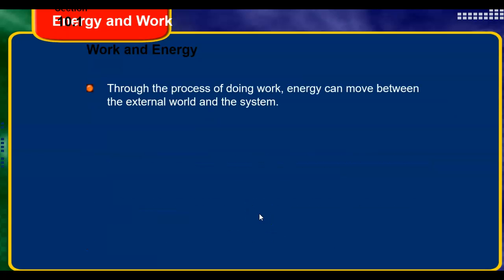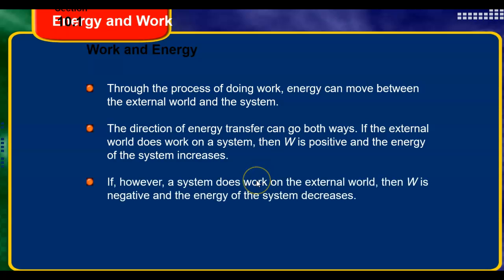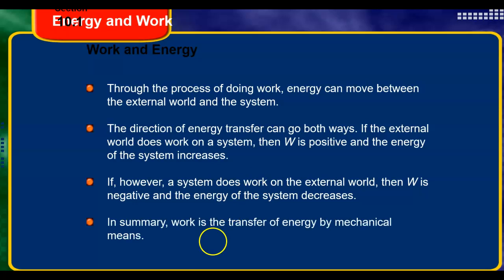Okay. Throughout the process of doing work, energy can move between the external world and the system. Again, if the world does the work on the system, the work is positive and the energy of the system increases. However, if the system does work on the external world, releases energy, W is negative and the energy of the system decreases. Okay, so the work is the transfer of energy by some kind of mechanical way.